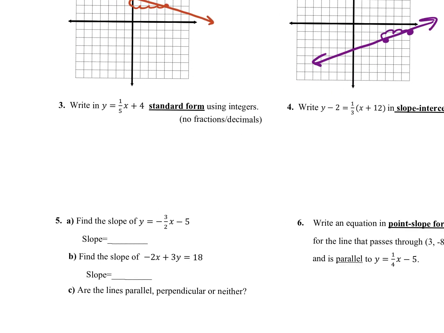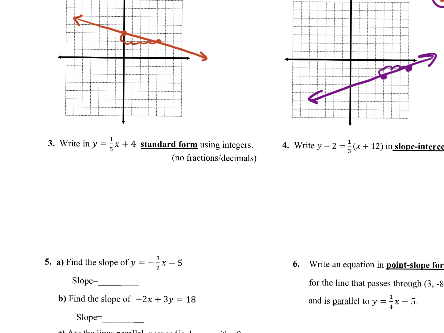All right, number 3. It says write this in standard form using integers. In other words, not using fractions, right? So we have to get rid of the fraction. The way we get rid of the fraction is we multiply everything by the denominator. So what is our denominator right now? 5. A 5. So we're going to go 5 times this, 5 times that, and 5 times that.